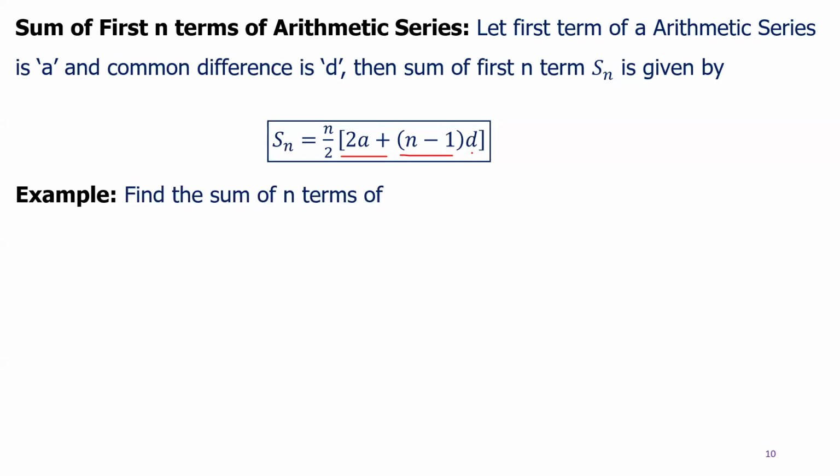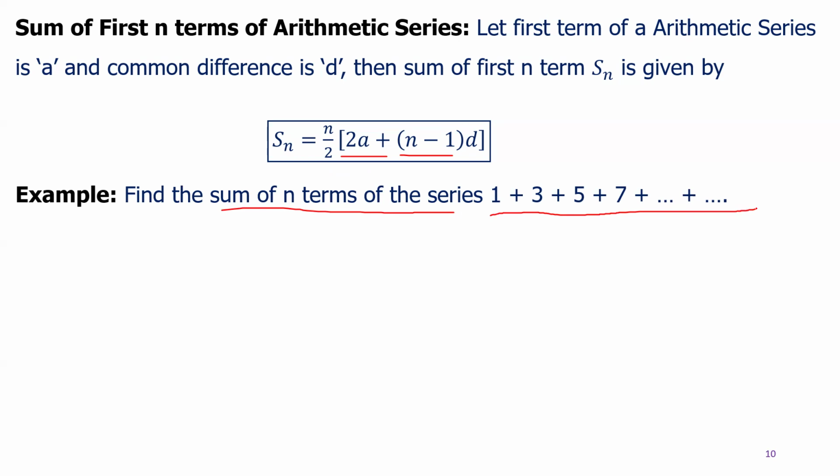For example, let us try to find the sum of n terms of the series 1 plus 3 plus 5 plus 7 and so on. Here, the first term is 1 and the common difference is 3 minus 1 is 2, 5 minus 3 is 2, 7 minus 5 is 2. So the common difference is 2.